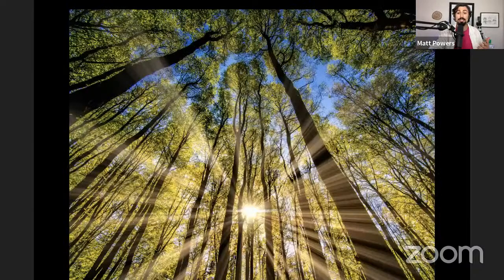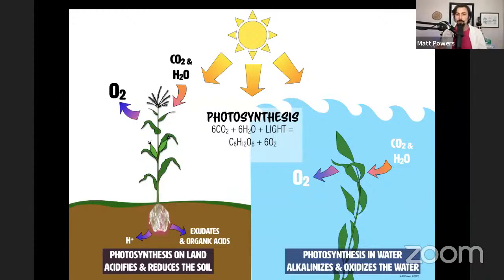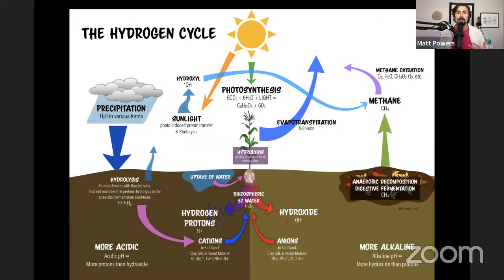So it's photosynthesis, it's light hitting those leaves, and it's different when it's on land than when it's in water. On land, it vents off the oxygen from the photosynthetic reaction. And it takes that H plus and it invests it in the ground. And this is very critically important. There's also exudates released. We'll talk more about those in depth today, as well as organic acids and proteins and lipids. So the hydrogen cycle really is at the heart of this.